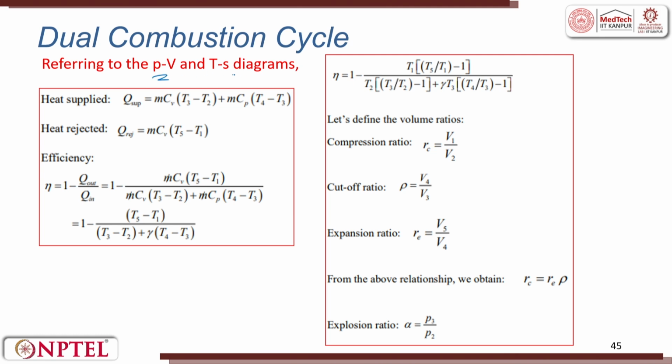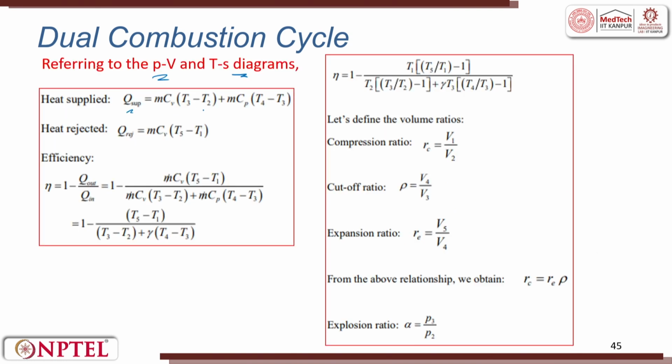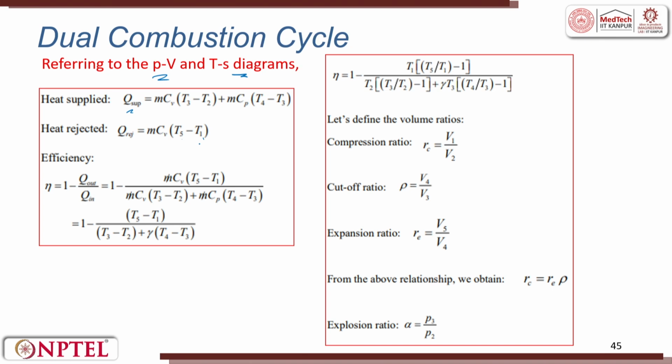Referring to the PV diagram and TS diagram of a dual combustion cycle, heat supplied, Q supply, is m Cv (T3 minus T2) plus m Cp (T4 minus T3). So it happens in 2 to 3 and 3 to 4. Then heat rejection happens only during 5 to 1. So now efficiency is equal to 1 minus Q reject by Q in, which is 1 minus the entire cycle expression. You just substitute everything and you get this equation.